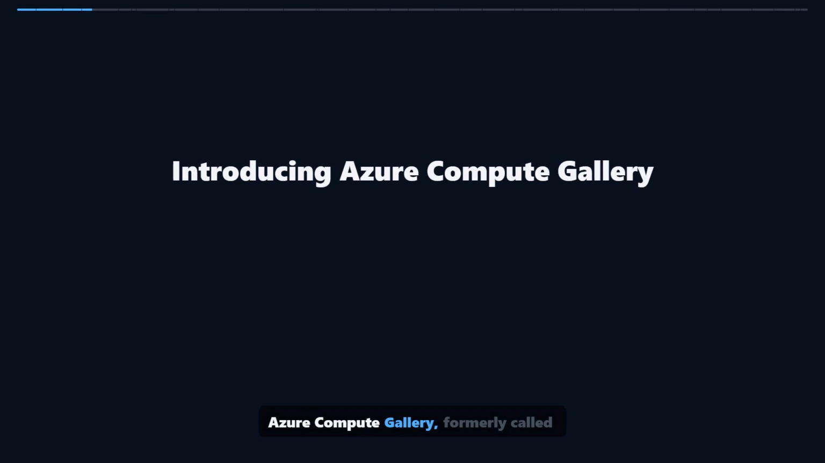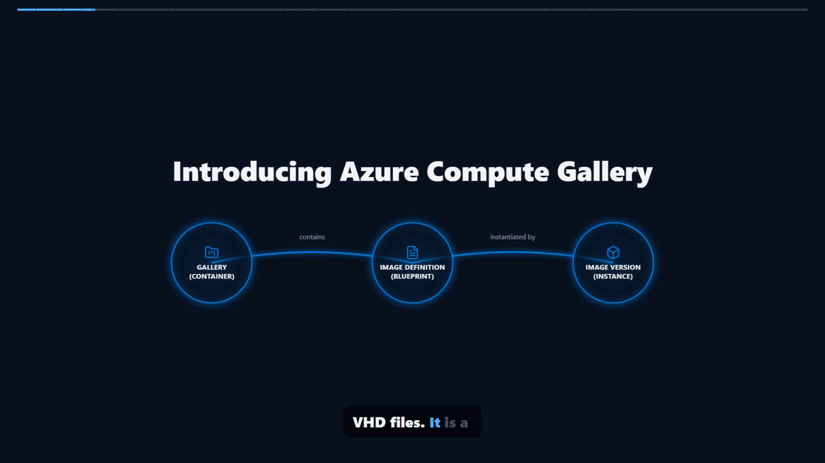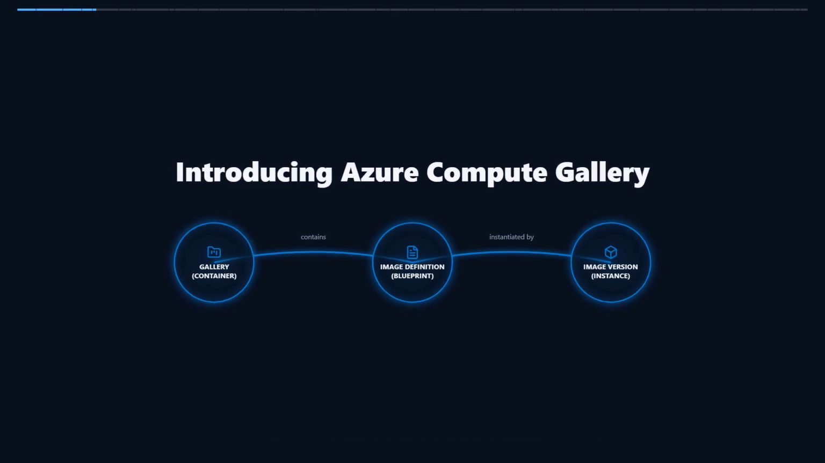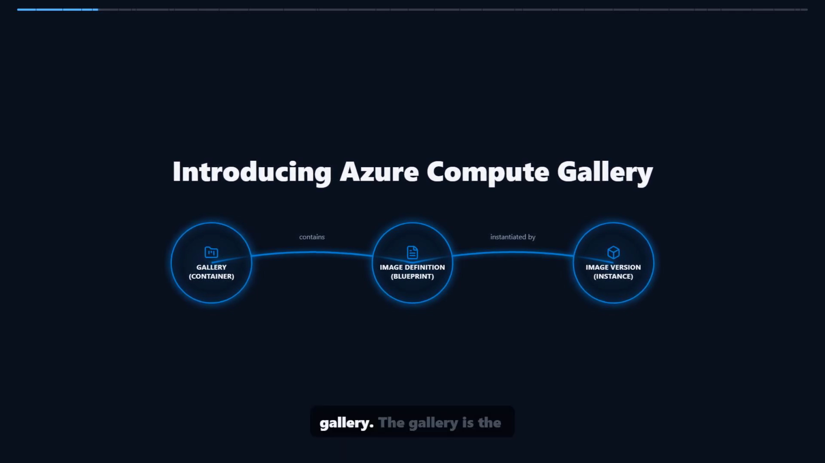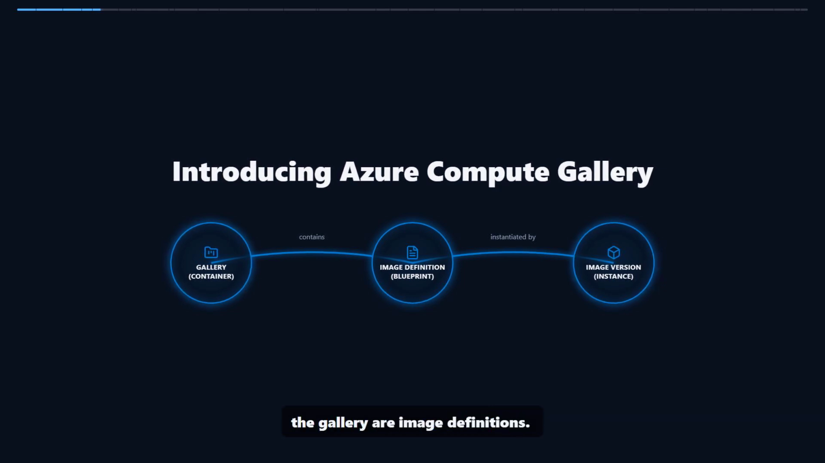Azure Compute Gallery, formerly called Shared Image Gallery, is not simply a storage account containing VHD files. It is a managed image distribution and lifecycle platform organized into 3 main levels. At the top is the gallery. The gallery is the container used to organize image definitions and control access. Inside the gallery are image definitions.